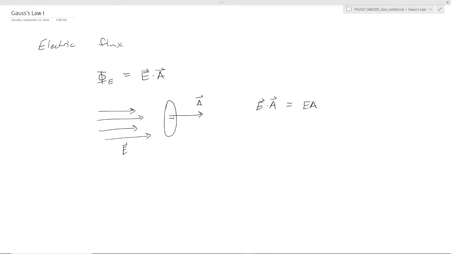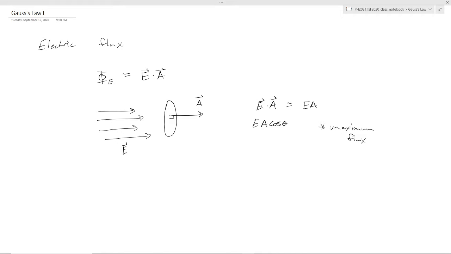In other words, recall that we can also write the dot product as EA cosine theta, where theta is the angle between them. So this would correspond to the angle being very small. Cosine theta is very close to 1. So this becomes essentially EA. And this would be the maximum flux scenario.